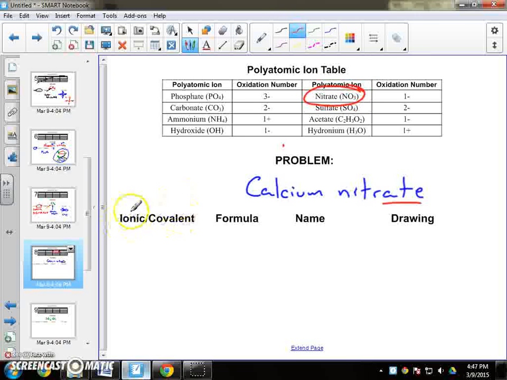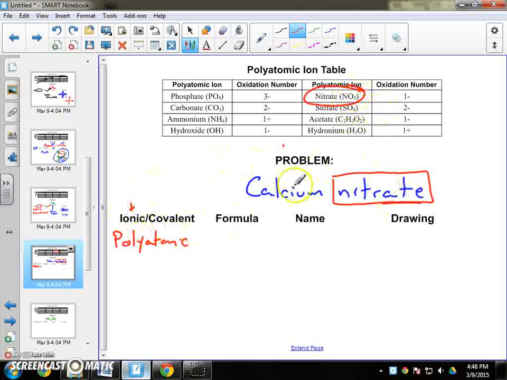We know it's going to ionically bond, but we're talking about a polyatomic. And remember, a polyatomic is going to be a covalently bonded molecule, and this nitrate is going to be covalently bonded, essentially NO3 covalently bonded together, but it's going to ionically bond to this calcium atom, or ion. Okay. So in terms of our formula, we start getting a little fun.